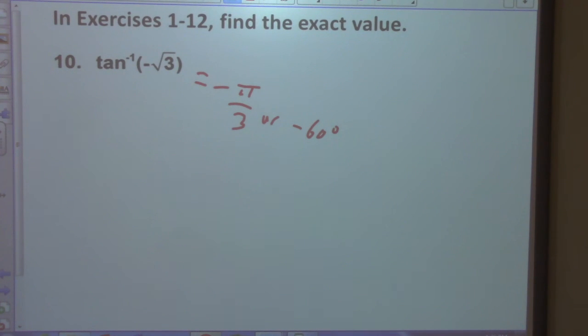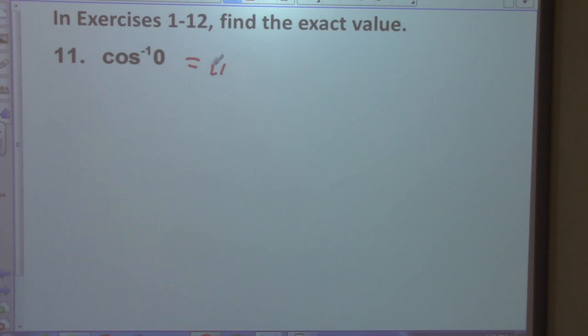Yeah, you can turn them in. And then cosine of 0, that's going to be the value at pi over 2 radians, or 90 degrees. And the last one is going to be sine. Inverse sine of 1 is going to be at pi over 2 radians, or 90 degrees. So that's it. Thanks.